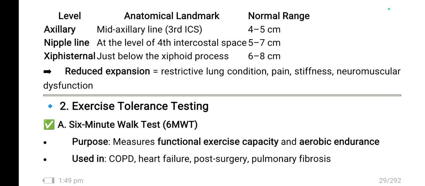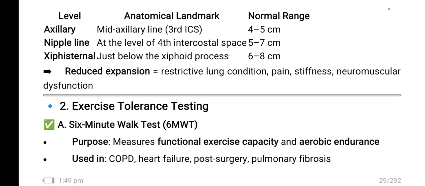If it's excessive, then it's not considered normal. If it's reduced or very excessive, it is considered an abnormal range. Xiphisternal, just below the xiphoid process, is 6 to 8 centimeters only. Reduced expansion indicates restrictive lung condition, pain, stiffness, and neuromuscular dysfunction.